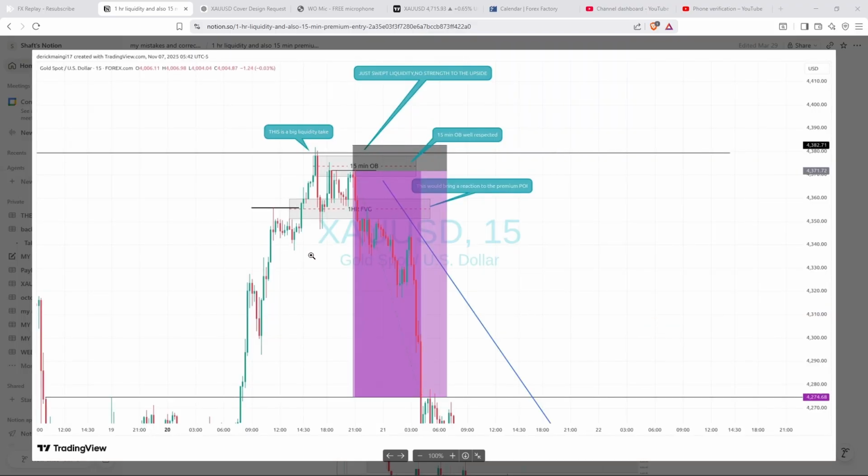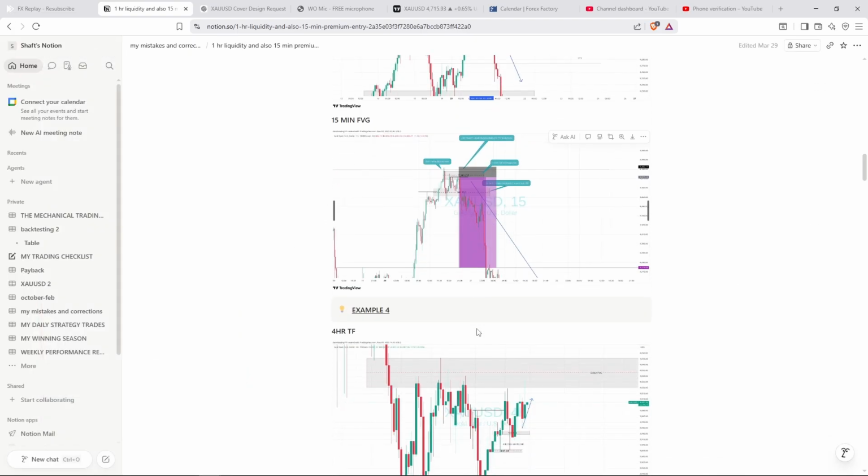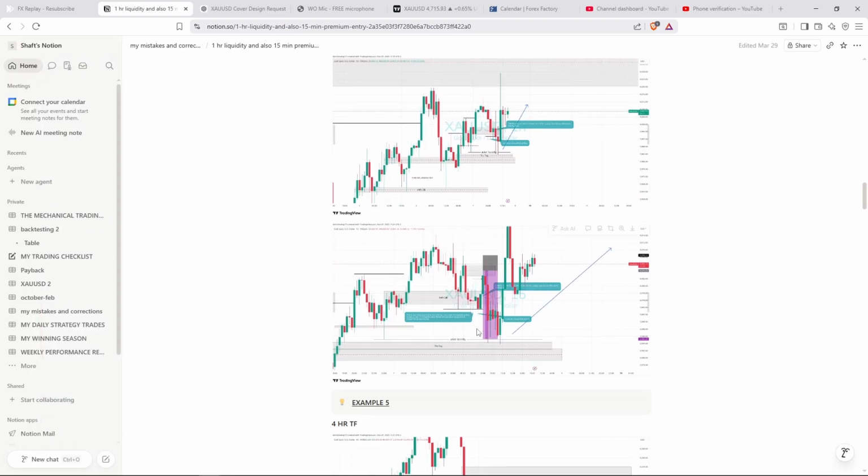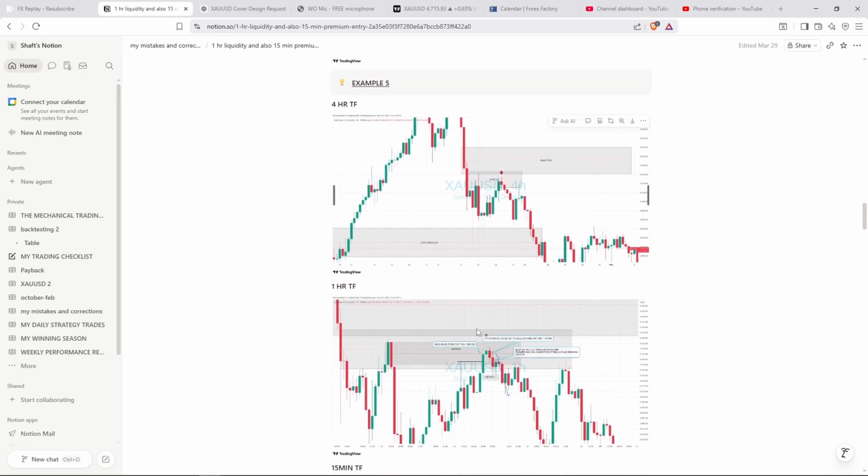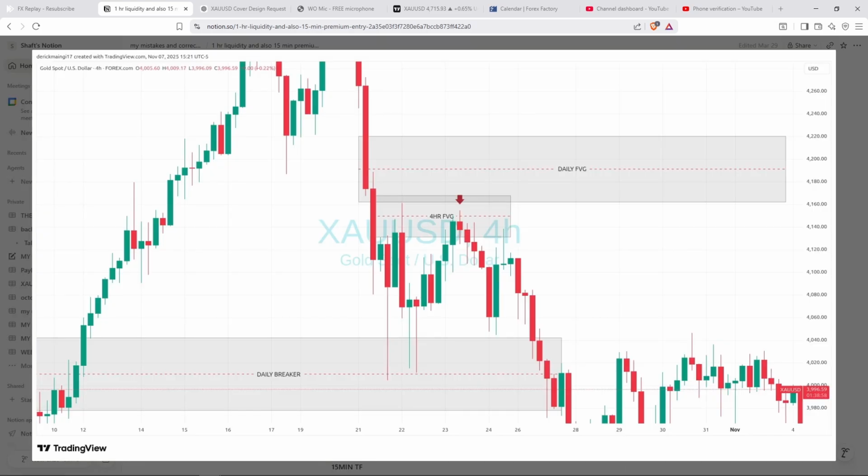Okay, you can see this 1-hour fair value gap pushed price to this 15-minute order block, and you can see how the order block had been formed. An order block and then a good displacement to the downside, and then price came back to the 15-minute order block and then started selling. Okay, I hope you are with me. Then let's go to this example 5.